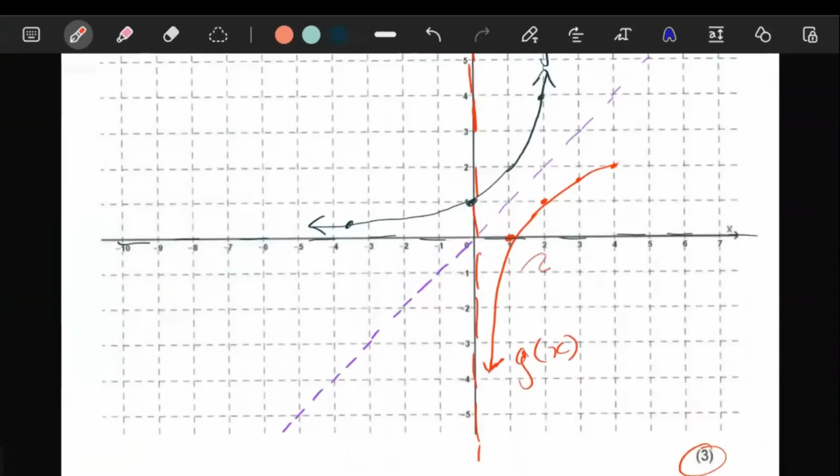Everywhere here on the graph of G, the gradient is always bigger than 0. Is it? Yeah. Everywhere on this graph, the gradient is bigger than 0. The reason is that on this graph, the y values are increasing every time you increase your x values. So remember, this is an increasing graph, so the gradients are positive everywhere.